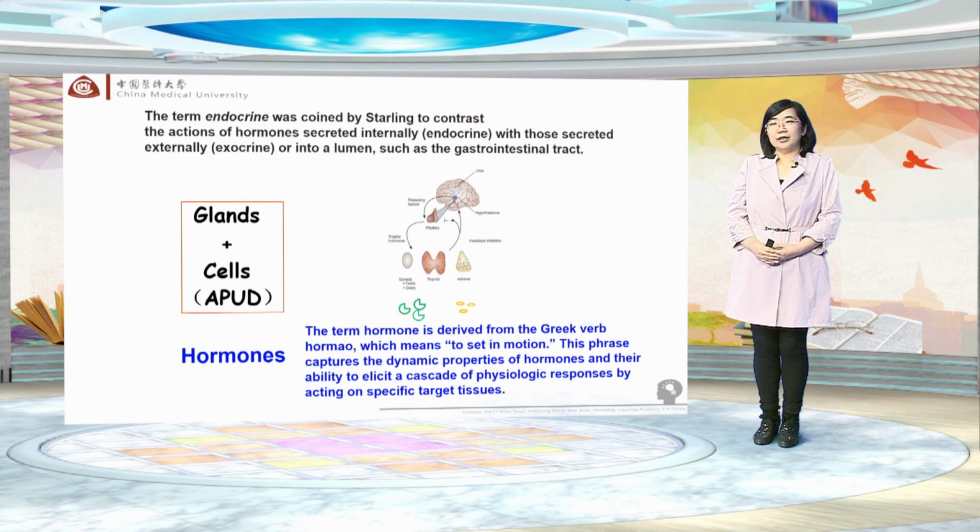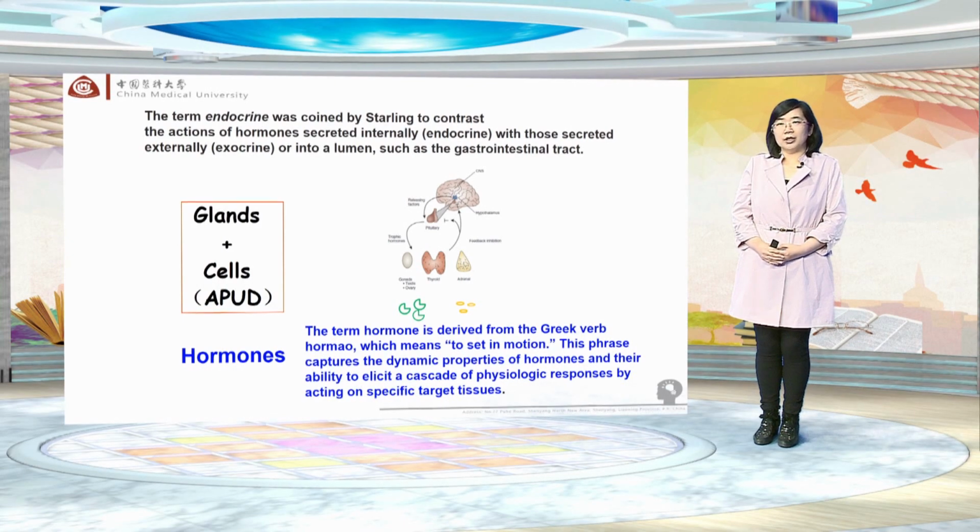Now, let us see what the hormones are. The term hormone is derived from a Greek verb. This phrase captures the dynamic properties of hormones and their ability to elicit a cascade of physiological responses by acting on specific target organs. Hormones are signaling molecules produced by glands or cells, and they are transported by the circulatory system to target distant organs to regulate physiology and behavior.